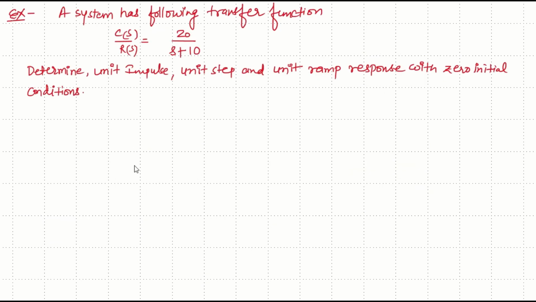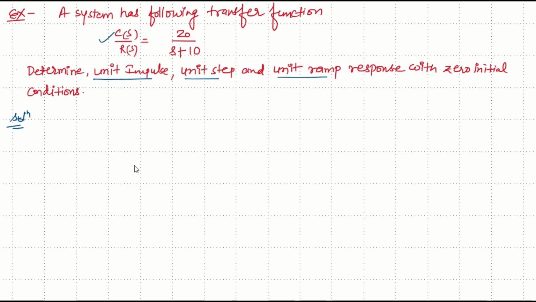Now let us take one example to understand the first order system. In this example, a system has the following transfer function: 20 by s plus 10, and we need to determine the unit impulse, unit step, and unit ramp response of this system with 0 initial conditions. So how to solve these types of problems in the control system?